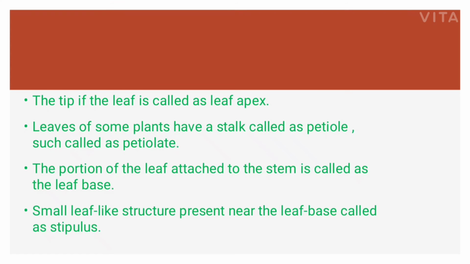Leaves of some plants have a stalk called a petiole. Such leaves are called petiolate. The portion of the leaf attached to the stem is called the leaf base. A small leaf-like structure present near the leaf base is called stipules.